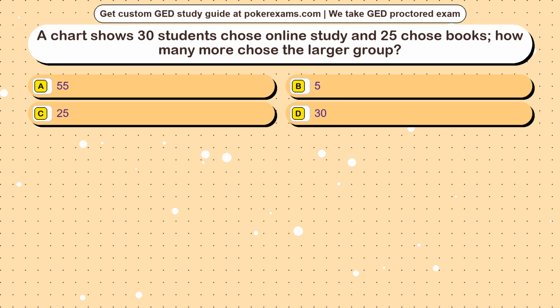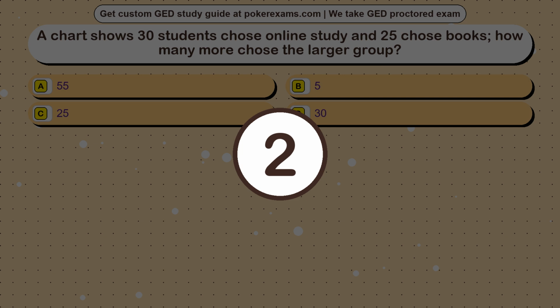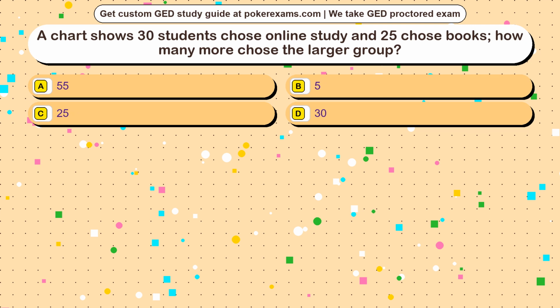Question 7. A chart shows 30 students chose online study and 25 chose books. How many more chose the larger group? Option A 55. Option B 5. Option C 25. Option D 30. The correct answer is option.